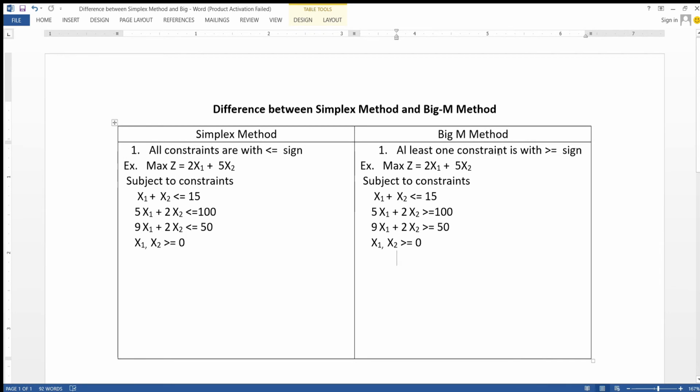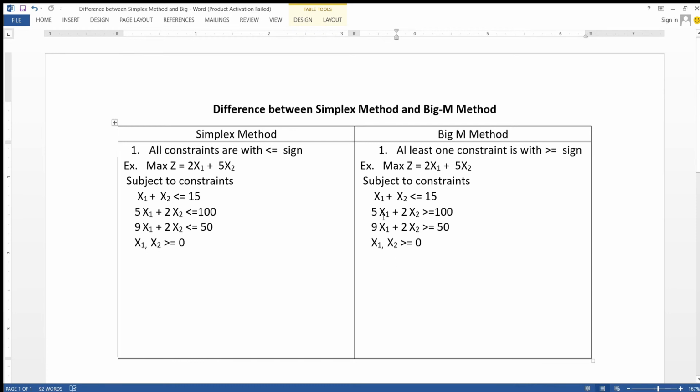In big M method, maximize z equal to 2x1 plus 5x2 subject to these constraints. The first constraint is the same, x1 plus x2 less than or equal to 15. So this first constraint is the same. Here there is a less than or equal to sign.